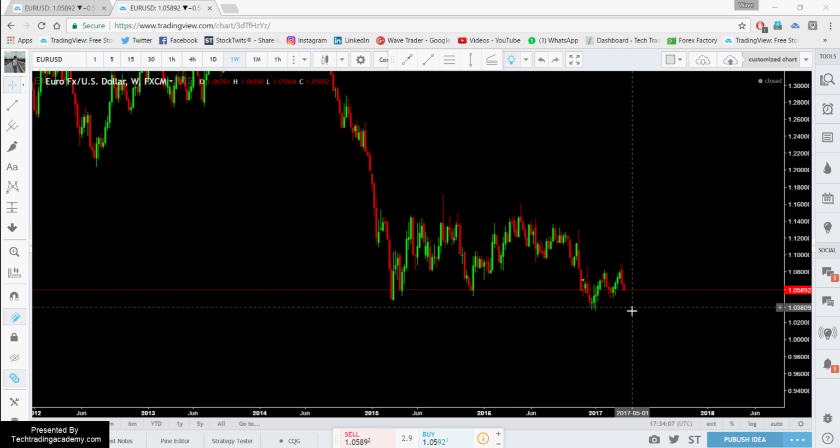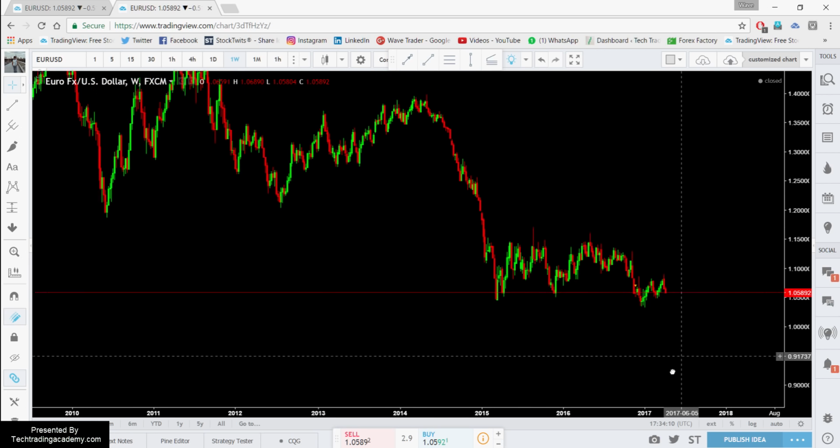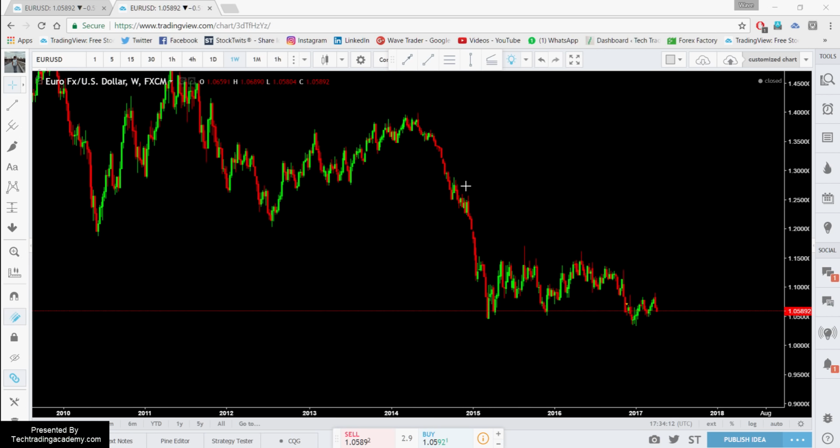Very simple. We all can read that price behavior, that kind of price action. So it can break down rather than reverse. Okay, it is going to break down.